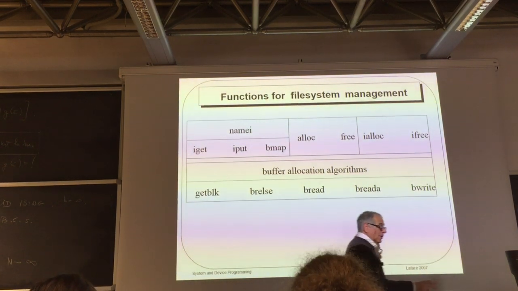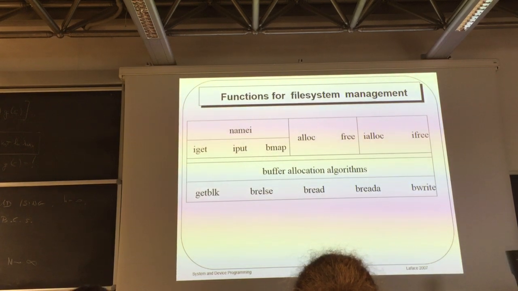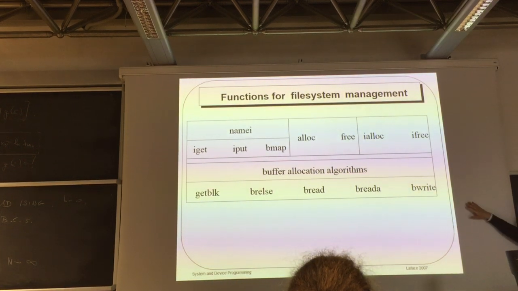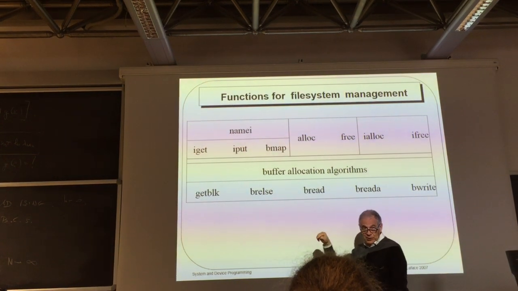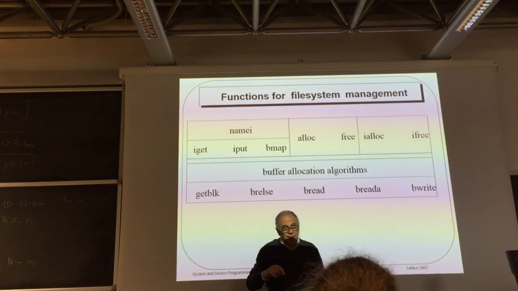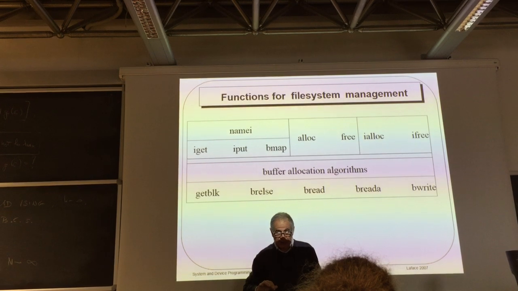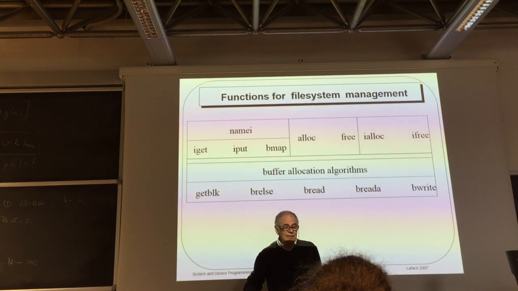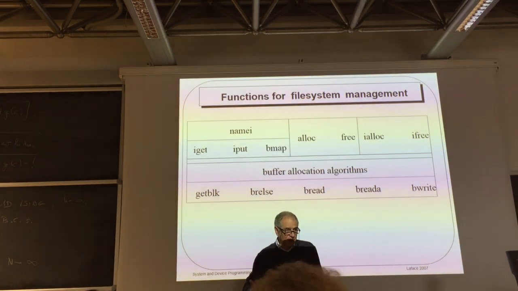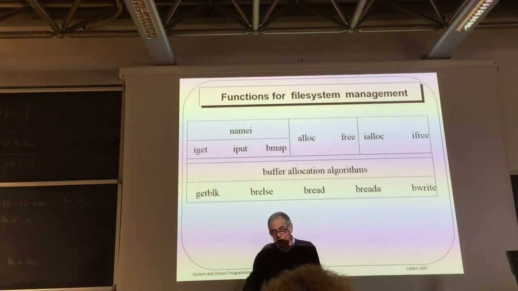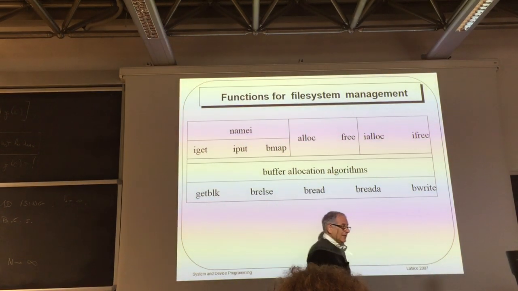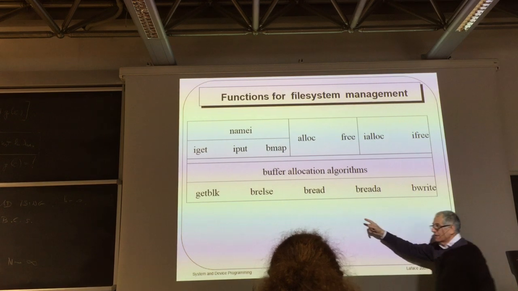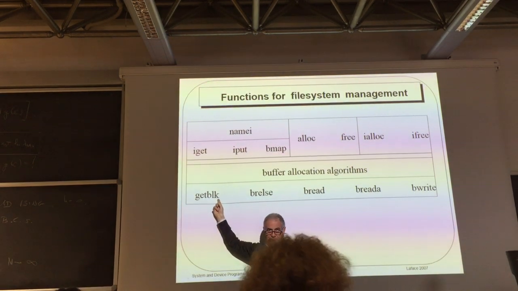So for the block write instead, as I said, this function does write on a block in buffer cache and marks this block as delayed write. When is this block written on the disk, really? It is written only when the getblk doesn't find a free block.